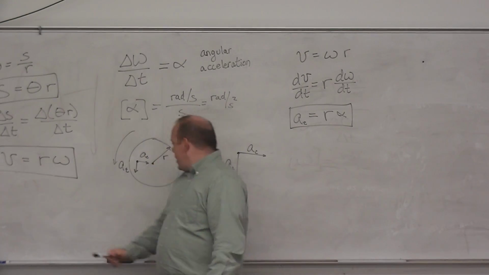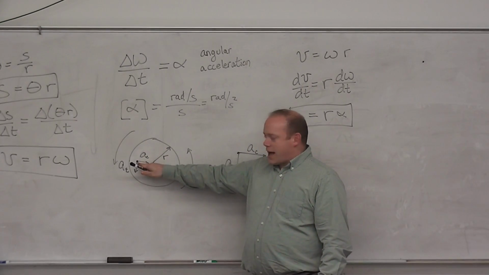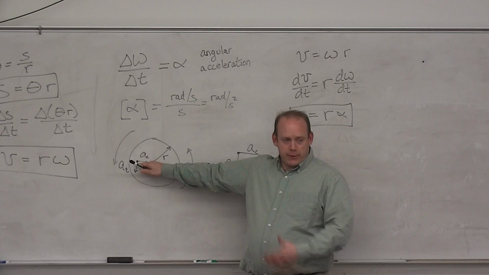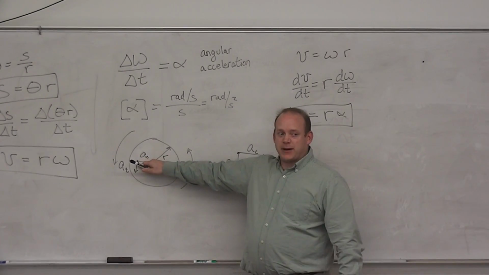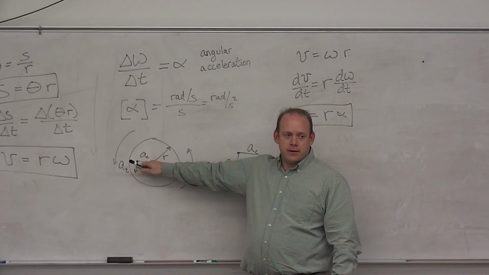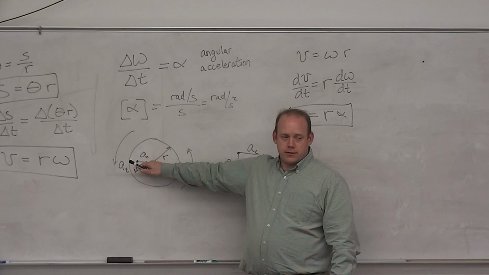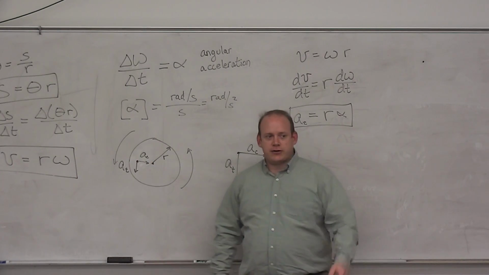Okay. So like I was saying, if you're right here, how fast am I going? That would be v. How fast am I spinning? The rate at which I'm spinning, that would be omega. So angular velocity is how quickly you're spinning, and velocity is your actual speed.